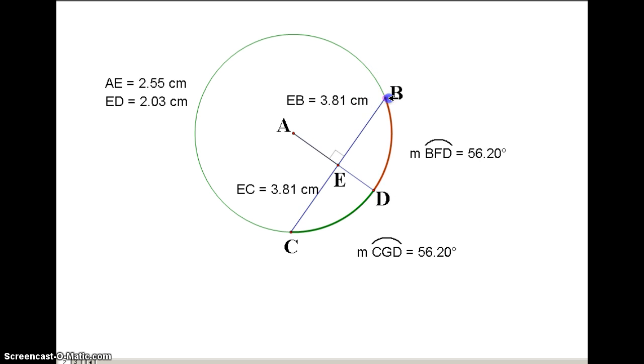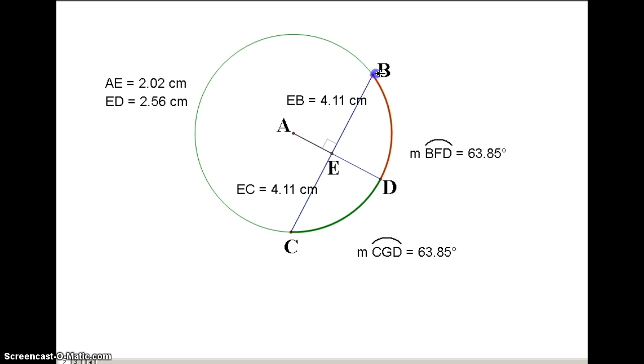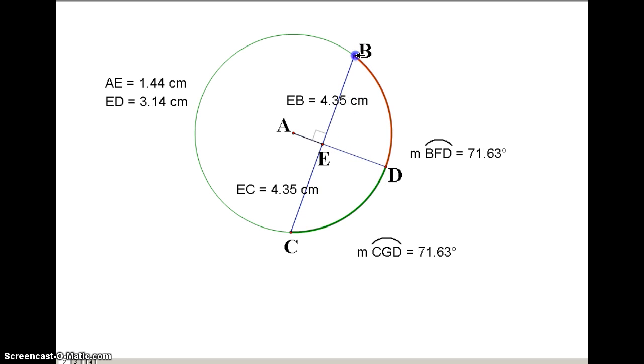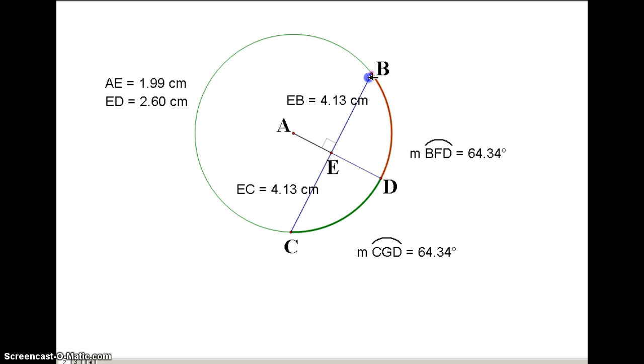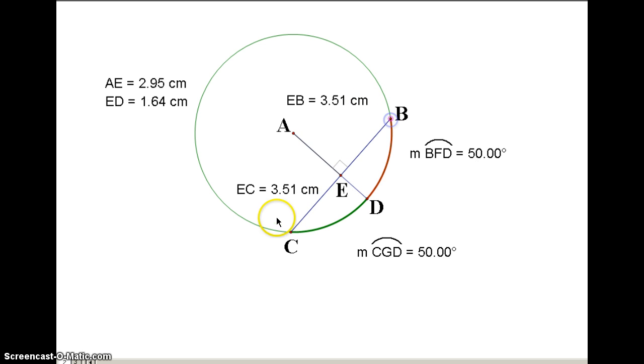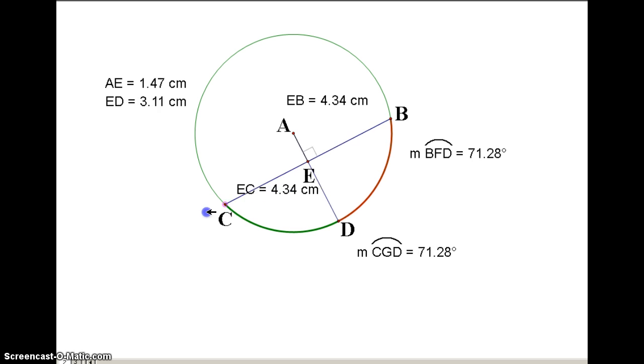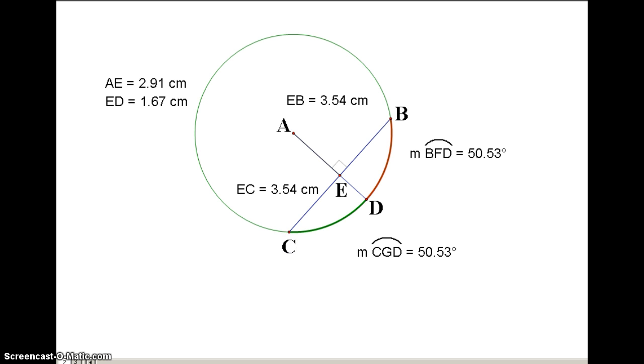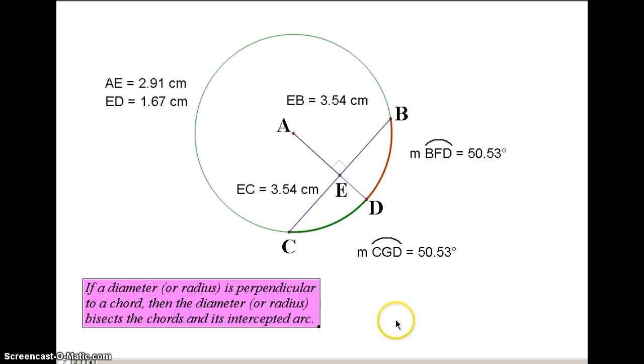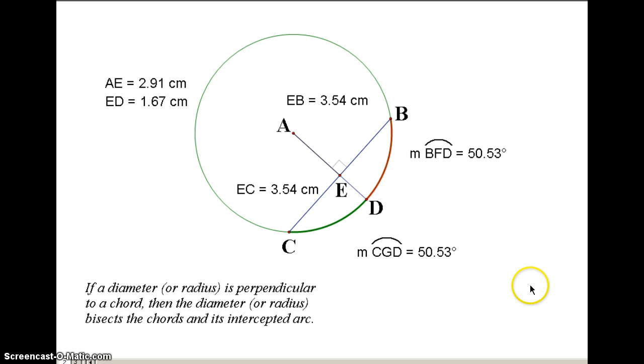The relationship between the radius and the chord is that they're still perpendicular. So you can see that as those lengths are changing, my arc measures are still staying the same. My two minor arcs are congruent, and that chord is still remaining bisected. It doesn't matter which one I rotate here, but just keep in mind that the radius is perpendicular to the chord. This is actually a theorem in our textbook, which says if a diameter or radius is perpendicular to a chord, then the diameter or radius bisects the chord and its intercepted arc.